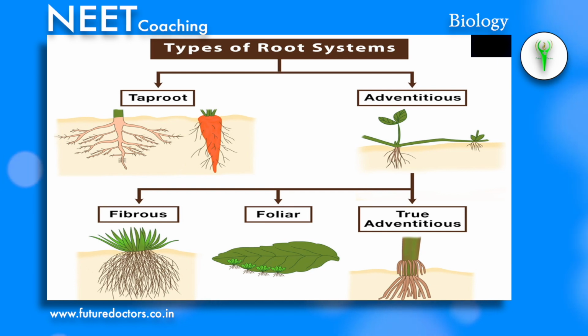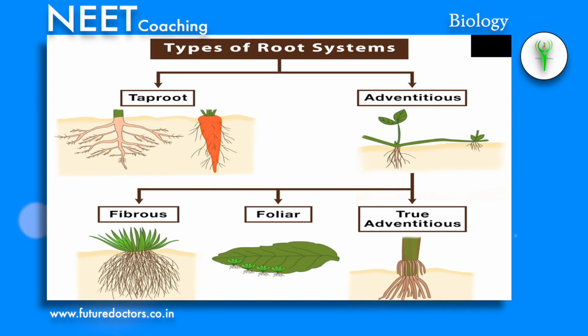It produces lateral roots called as secondary roots. The further branches of the secondary roots are called as tertiary roots. Example, pea plant, gram, groundnut, etc.